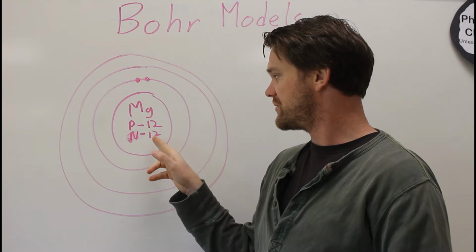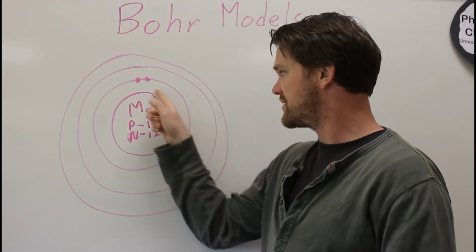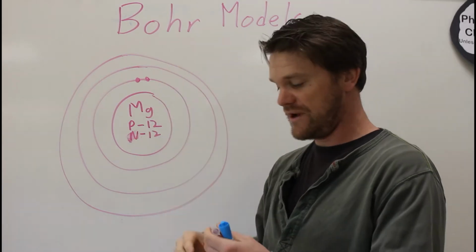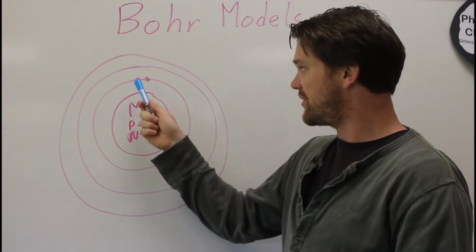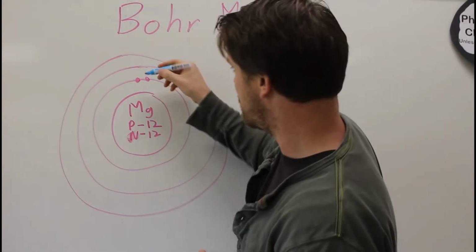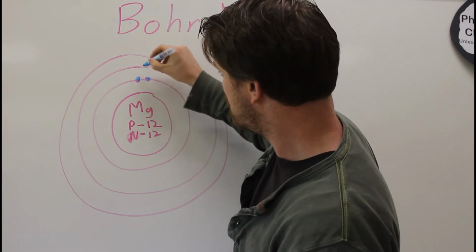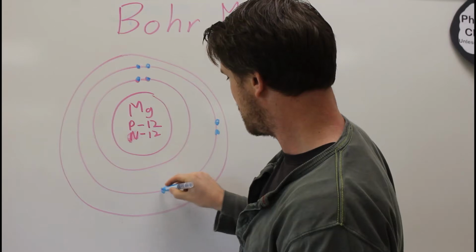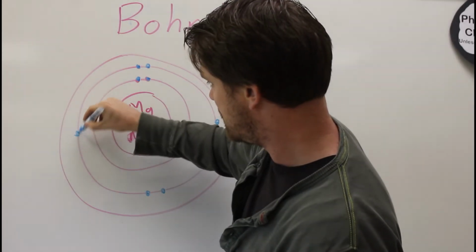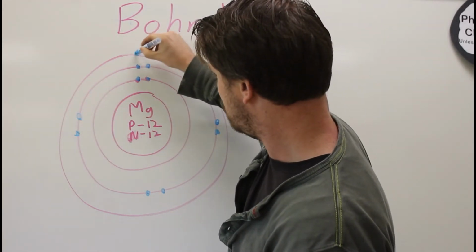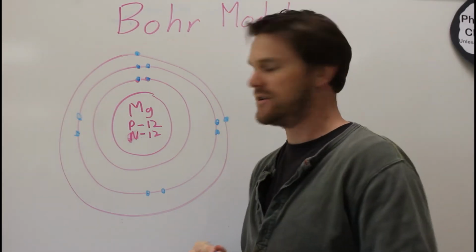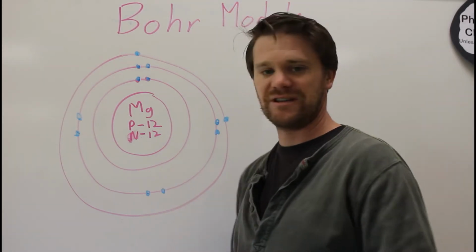It has 12 protons, 12 neutrons, and this is the nucleus in the middle right there. That doesn't count as a ring. It has 1, 2, 3 rings. These little dots are electrons, so it has 1, 2, 3, 4, 5, 6, 7, 8, 9, 10, 11, 12 electrons in 1, 2, 3 different shells.